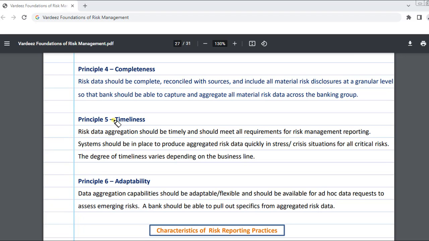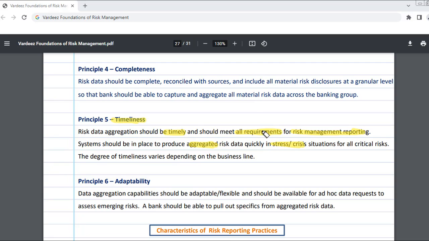All right, principle number 5 talks about timeliness. Of course you need timely data so that the banks can make decisions quickly. So risk data aggregation should be timely and should meet all the requirements for risk management reporting. It's not just that you produce timely data and in a hurry you produce anything. It has to meet all the requirements for effective risk management reporting, and there should be systems in place to produce the aggregated risk data quickly in times of stress or crisis.